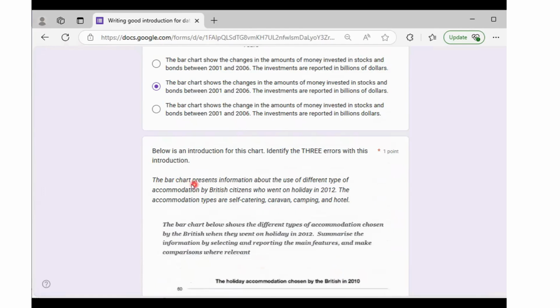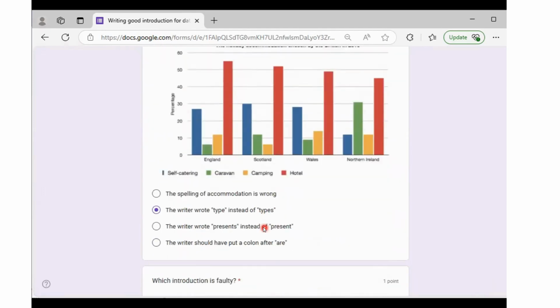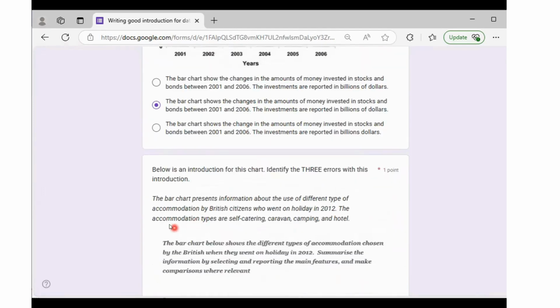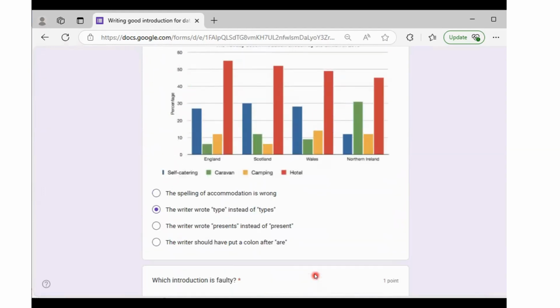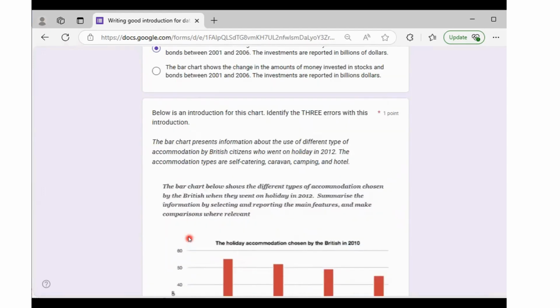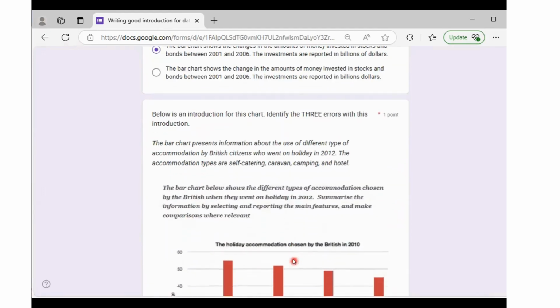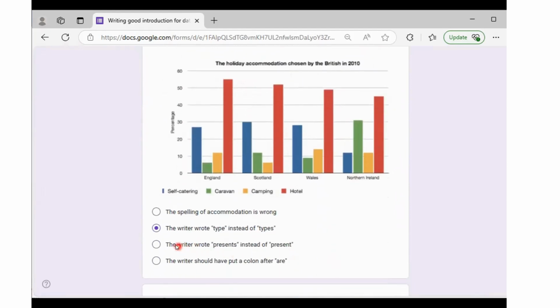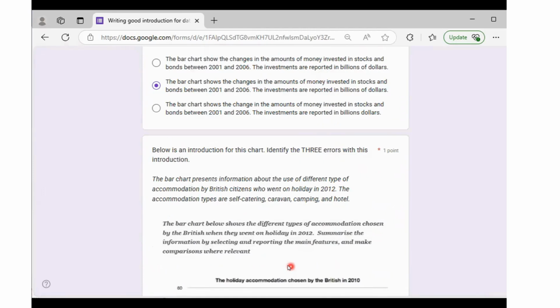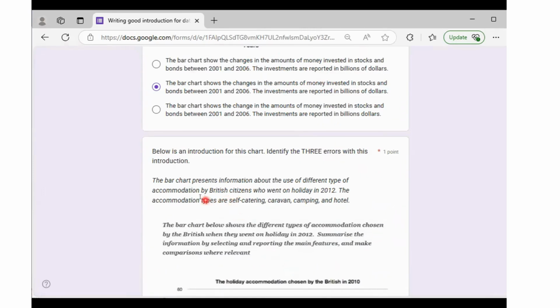Okay, the bar chart presents is okay. Presents, yes. Accommodation, let me see, is the spelling correct? Okay. How many errors are we to pick here? 3 errors. Okay. The writer wrote presents instead of present. This one is okay. The spelling of accommodation, the writer should have put a colon after ARE. Where is ARE? The accommodation types are, okay.